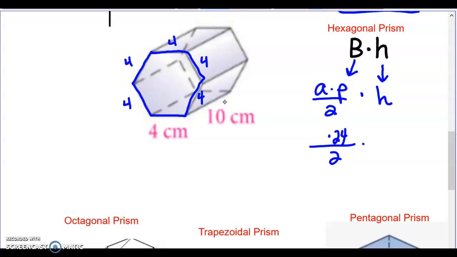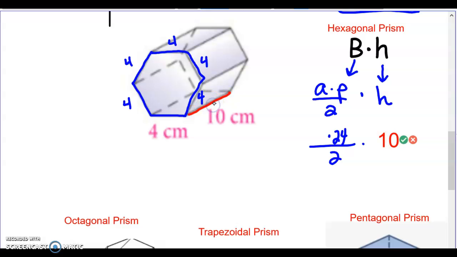Okay? Now, how tall is the prism? Well, if we've got the hexagon there, and then the other hexagon is in the back, what would the distance between those hexagons be? 10. So 10 will be the height of my prism. All right, so 10 will be the height of my prism right there. All right, so the only thing left to find is the apothem.